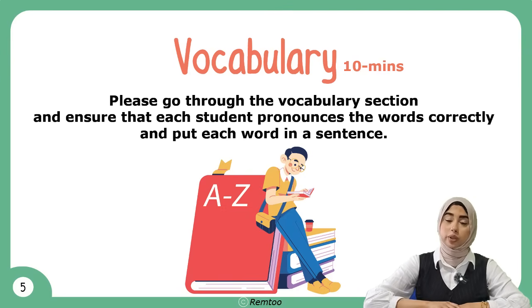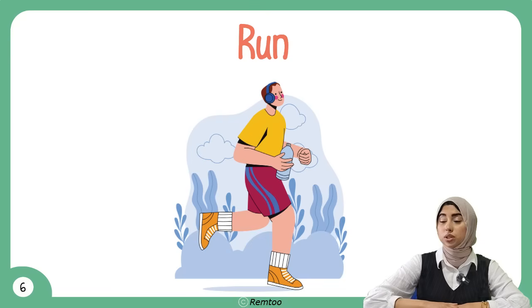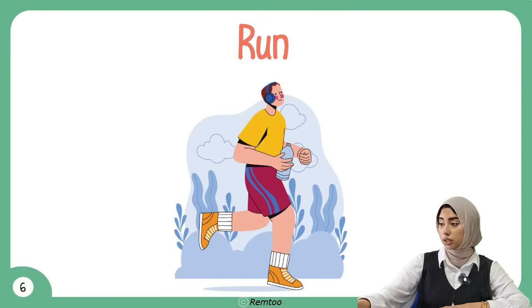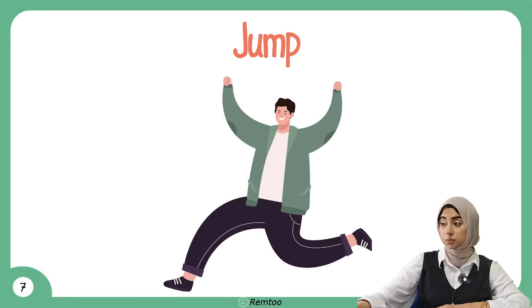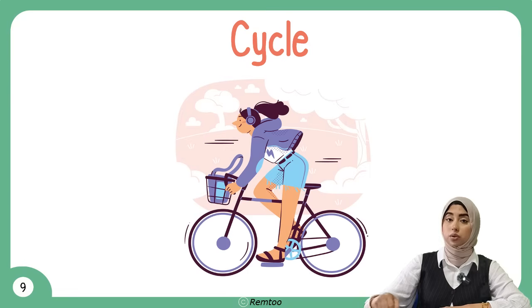Okay, so let's see the vocabulary part. Okay, we will learn some words related to our topic, which is abilities and sports. So the first one is run. Please repeat. Run. Jump. Swim. Okay. Cycle. Right? Like to ride your bike.